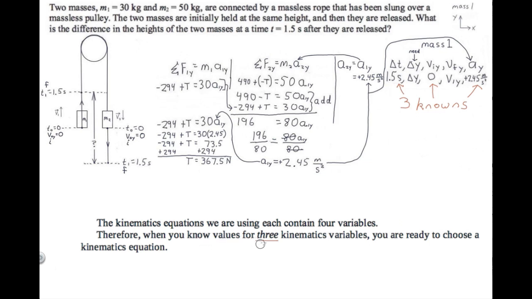When you know values for 3 kinematics variables, you're ready to choose a kinematics equation. We do know 3 kinematics values: delta t, v initial y, and a sub y. So we're ready to choose a kinematics equation. The quickest way to choose a kinematics equation is to ask, which kinematics variable do we not care about? We care about these 3 variables because we know values for them. We care about delta y because that's what we need to figure out in order to answer the question. So for this problem, the one kinematics variable that we don't particularly care about is v final y. So let's choose the kinematics equation that's missing v final y.